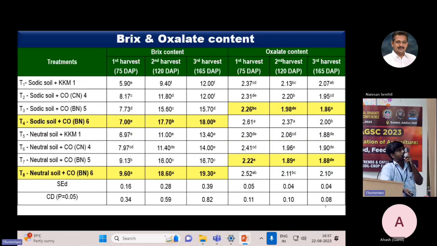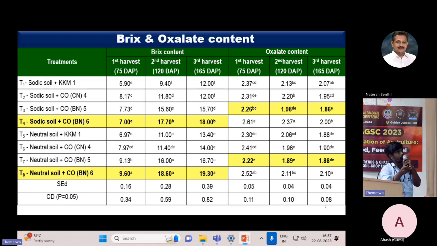Then coming to bricks and oxalate content. First one is bricks content. Bricks content mainly focuses on taste and palatability of fodder. During the initial harvest, the bricks content is very low because crop growth is comparatively very low due to high sodicity conditions. The soil surface crusting does not allow roots to penetrate the entire soil subsurface. That's why we had very little growth during the first harvest.